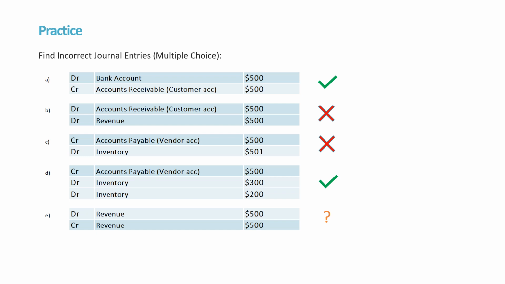Hopefully that wasn't too challenging. Now let's quickly discuss each option. In the first journal, everything appears to be in order. Debits and credits balance each other out.